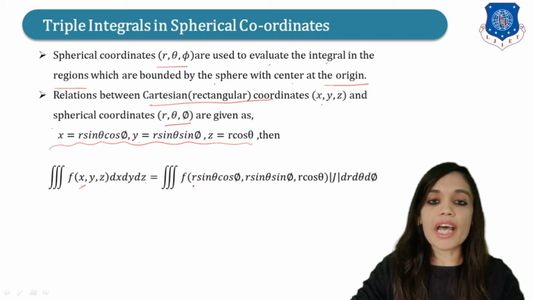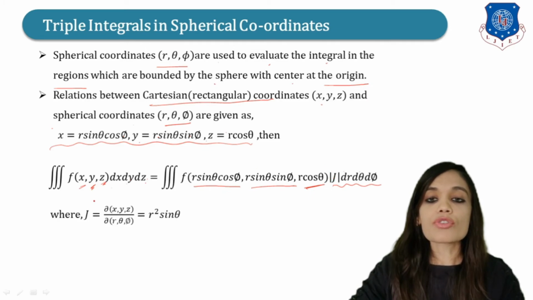Okay, so we will substitute this in our triple integral, which is given by triple integral f of x, y, z dx, dy, dz. Replace this x by what? R sin theta cos phi, y by what? R sin theta sin phi, and this z by r cos theta. Dx, dy, dz will be equals to what? Mod j dr, d theta, d phi. Now our task is to find this Jacobian j. So j is given by del of x, y, z upon del of r, theta and phi.